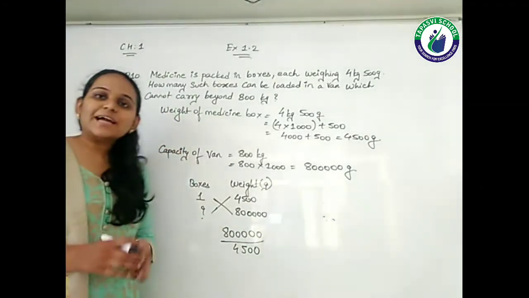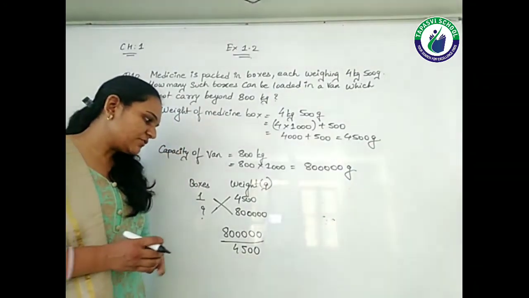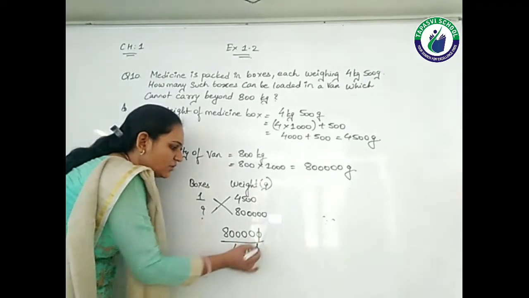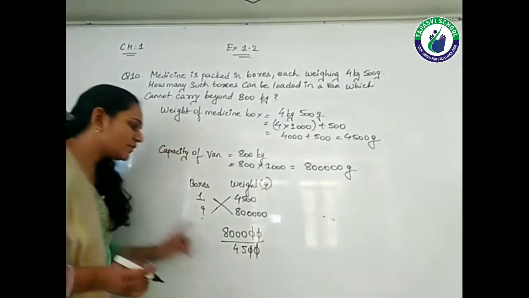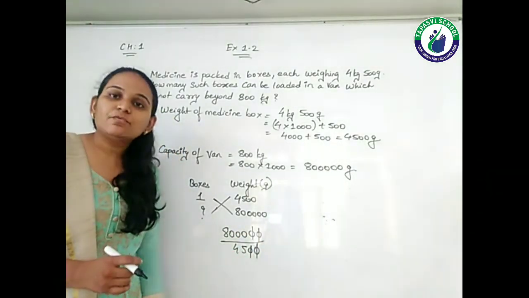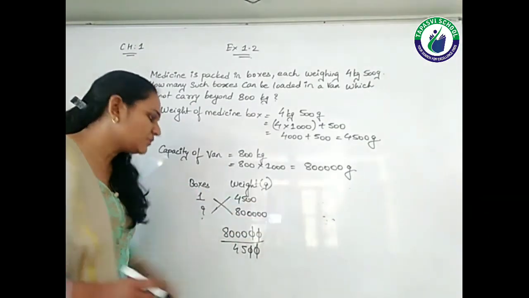So I will be starting with the cancellation of the zeros from the last. So 1 zero cut down, another zero cut down. So now what is remaining? 8000 divided by 45. So I am showing the division process over here.